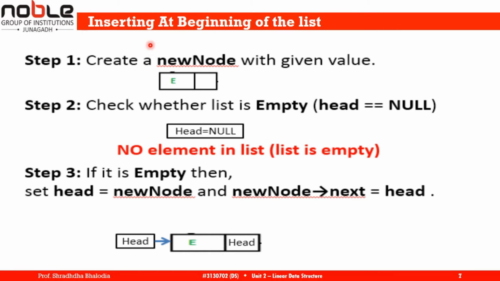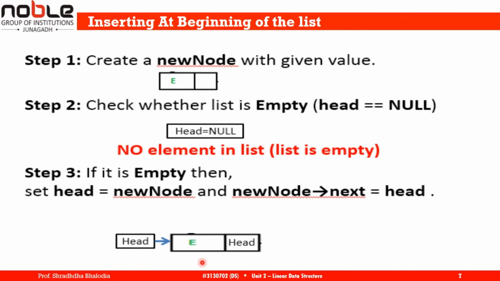We start with inserting at the beginning of the circular linked list. The first step is to create a new node with the given value. As we create a node, we have two parts: the first is the data element and the second is the link part. The second step is to check whether the list is empty. By using the condition head equals null, we can check whether the list is empty or not. If it is empty, then set head equal to new node and new node next is head.